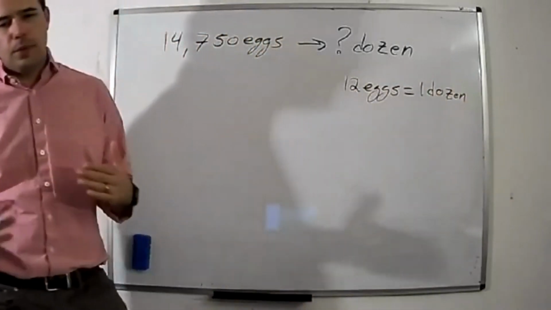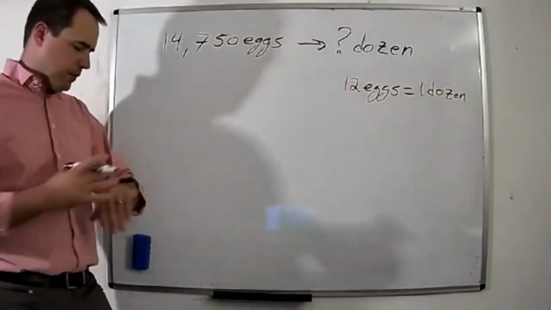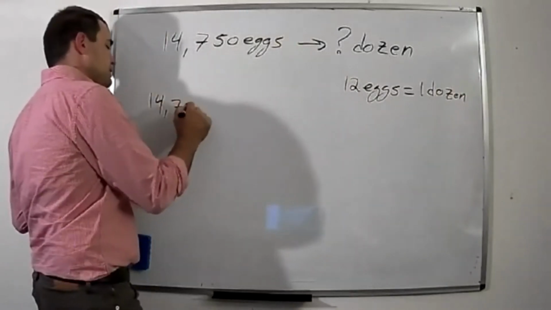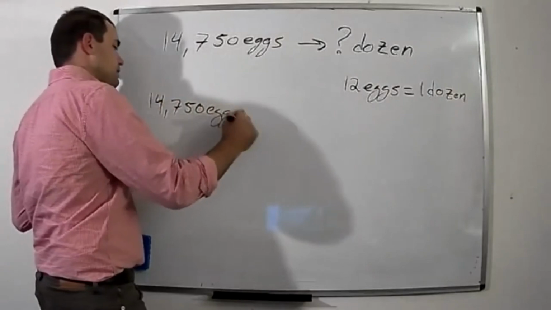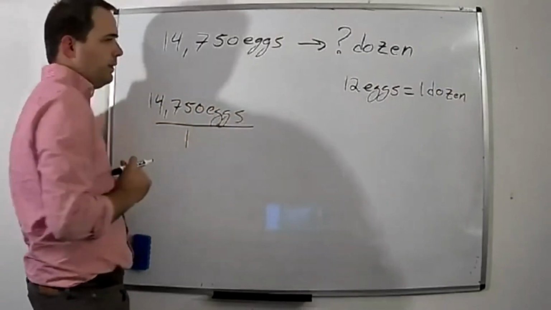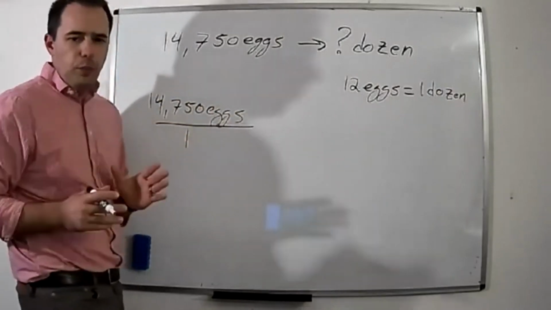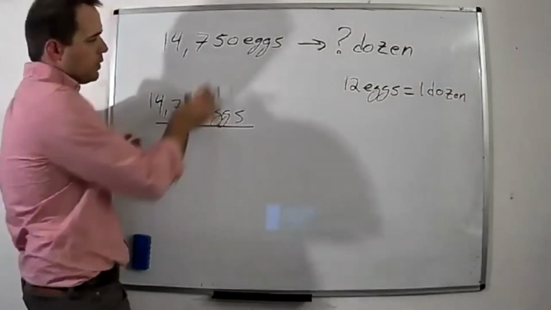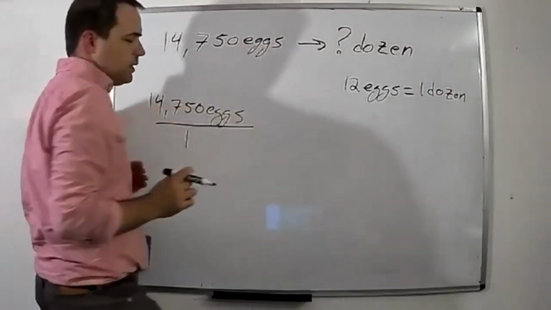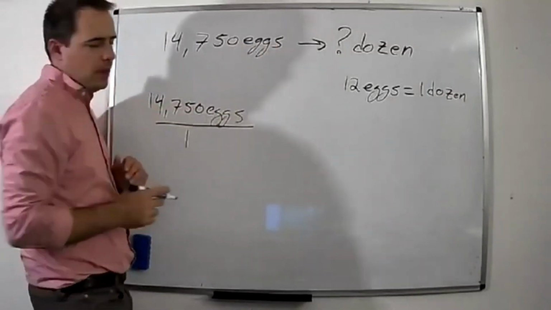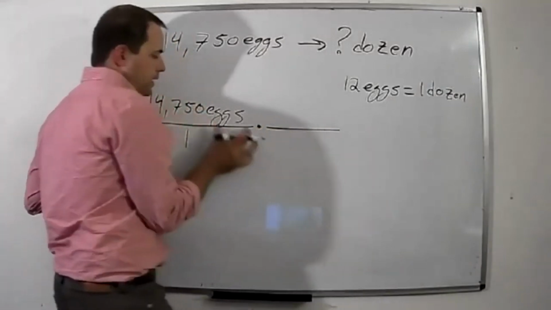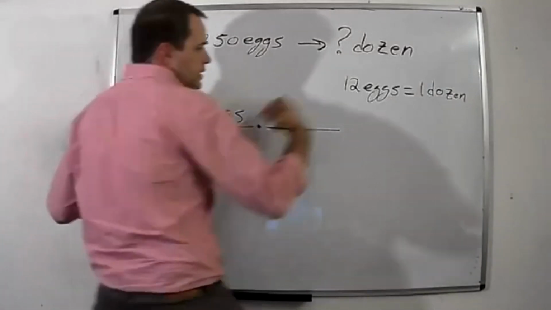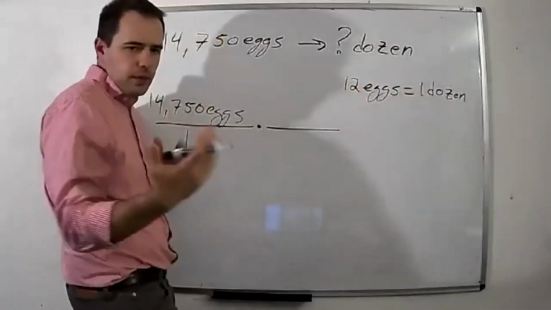And we're going to set this up just like dimensional analysis, where we're going to take what you're given, 14,750 eggs. We're going to put it over 1. And the whole point, again, this is what we did in all those conversions, right? You take what you're given with a unit. In this case, my unit is eggs, and you put it over 1. And now the whole point of dimensional analysis is going to be to get eggs to cancel out, right? That's how it works. So it takes the guessing out of, where do I put this?